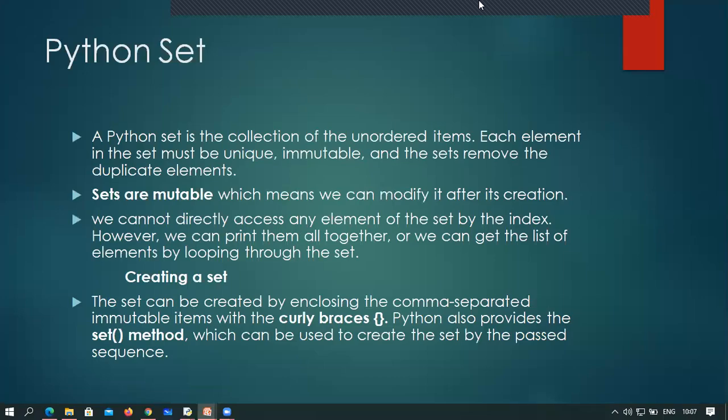So the first thing is that before this, we have done the list data type, the dictionary, and the tuple. Leaving aside the dictionary, lists and tuples are ordered data types. Now, what is the meaning of ordered?